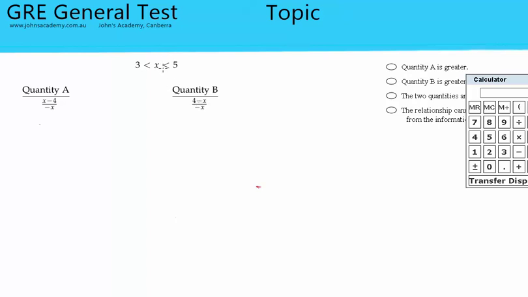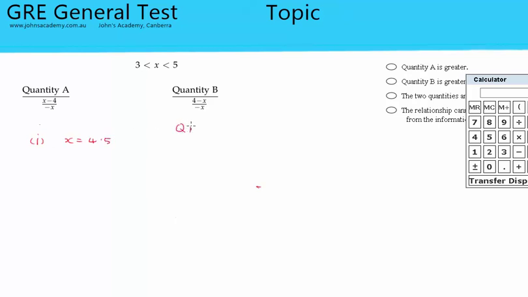Well, x can be 4 because 4 is right in between 3 and 5, and if you plug in 4 there, it'll be 4 minus 4. In that case, A will be 0 and B will be 0, and these two quantities will be equal. But x doesn't have to equal 4. So let's say case number 1, x is equal to 4.5.